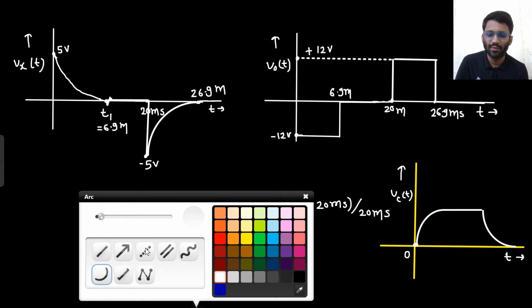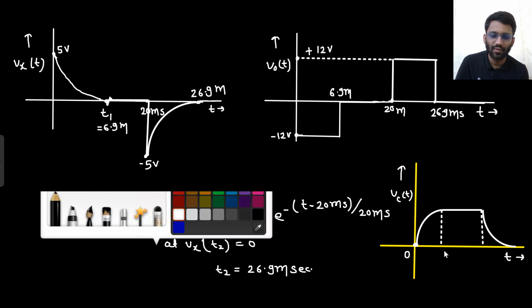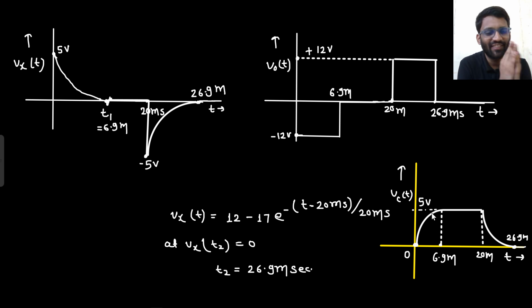There you go. This is 6.9. This is 20 milli. This is 26.9 milli. Now this will be constant and it charges to how much voltage? 5 volt. So in the examination they could have asked anything, but they asked the very simple question.